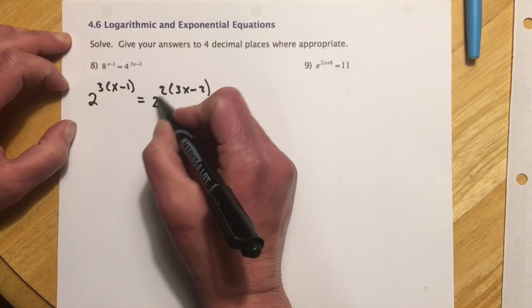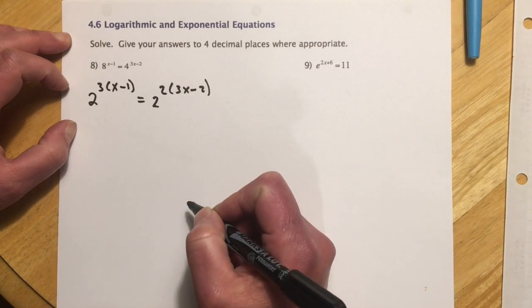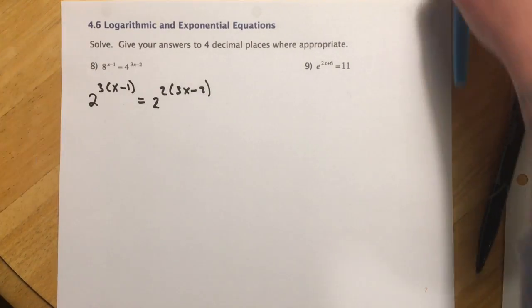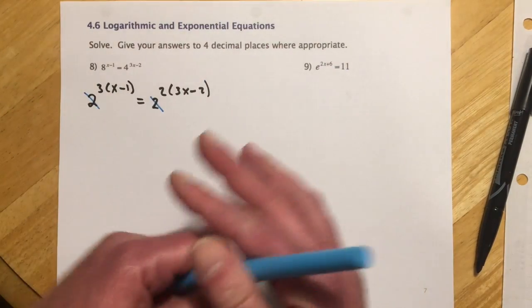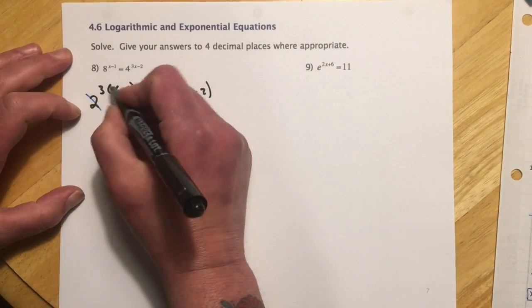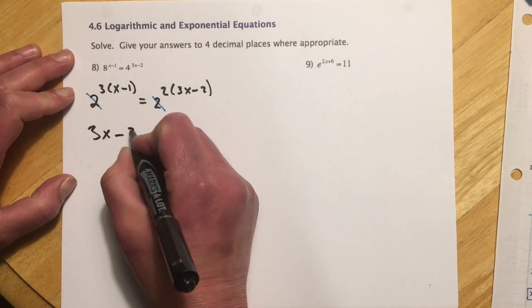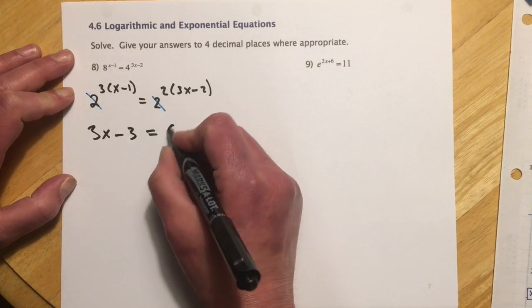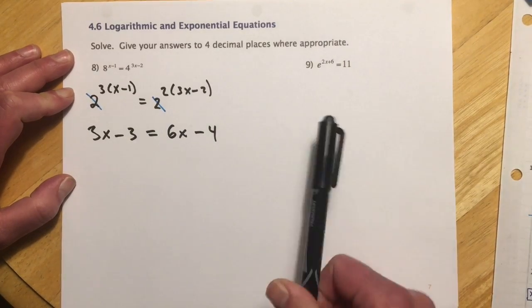And these are multiplying because they're both being raised to a power, so they're both raising this 2 to that power. Once I do that, then this gets really easy because I can dump those 2's, and I just set these two equal. So as I do that, I'll distribute. So 3x, and then 3 times 1, and 2 times 3 is 6x, and 2 times 2 minus 4.